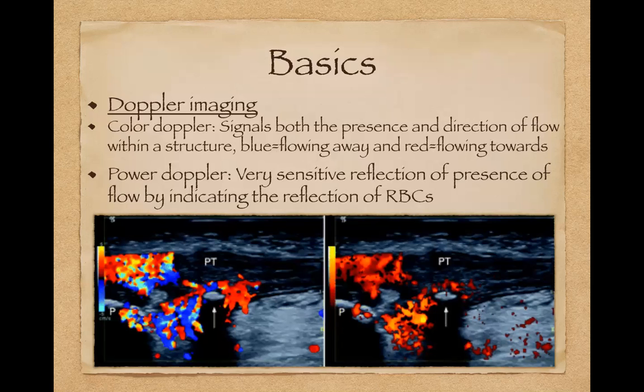Power Doppler is very sensitive, but it works by picking up the reflection of red blood cells traveling within the area. In this picture, we have a patellar tendon, with the color Doppler on the left and the power Doppler on the right. Power Doppler is typically displayed as red and orange. The more orange signal you have in that structure, the more flow you have coming into it, meaning more hyperemia, neovascularization, and possibly pathology.